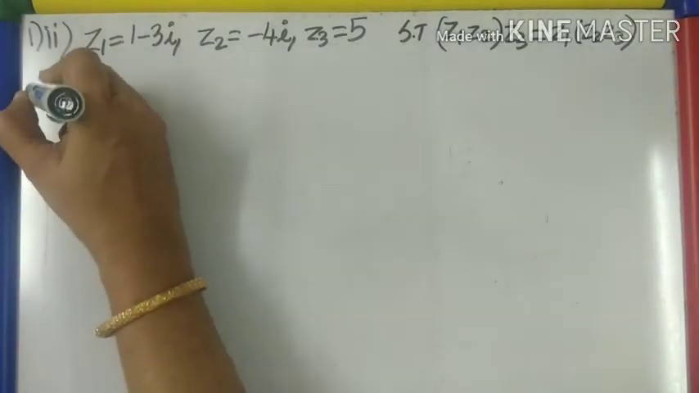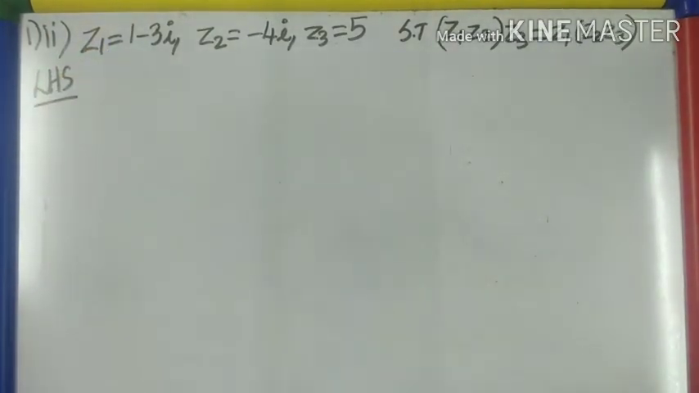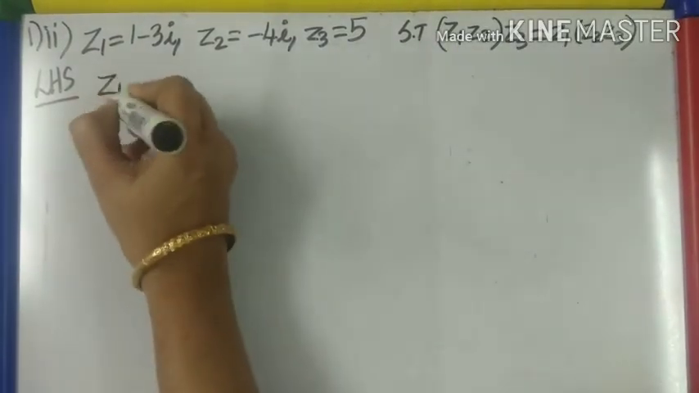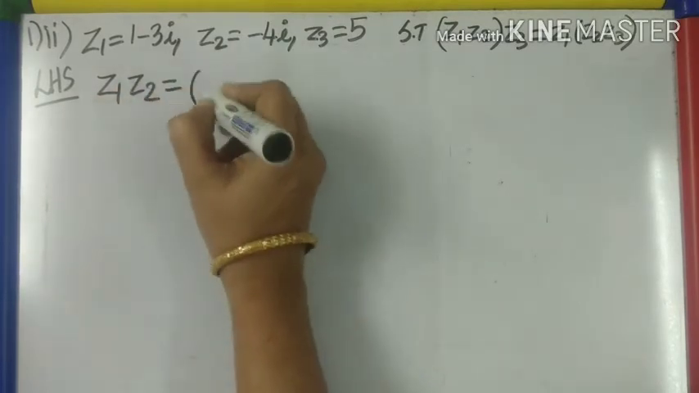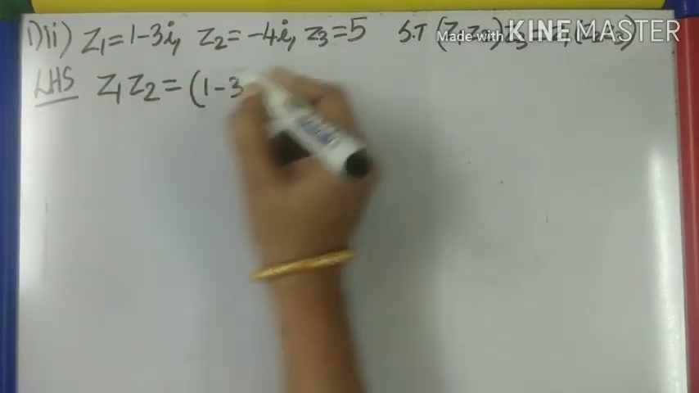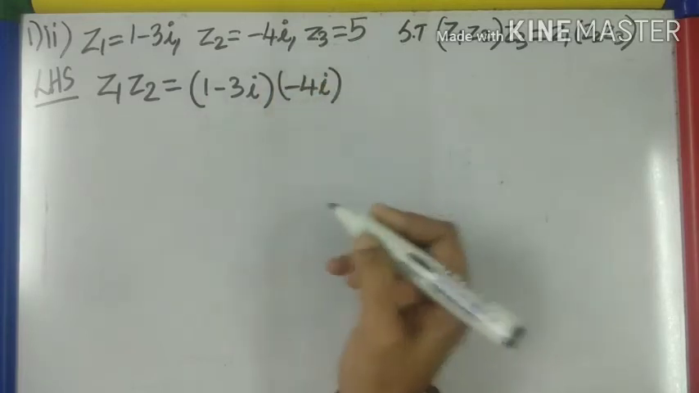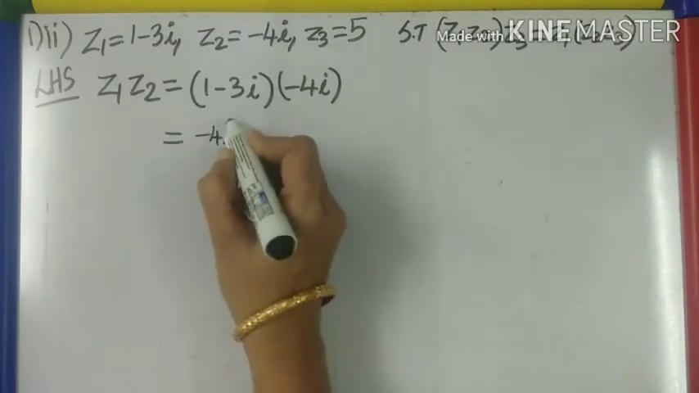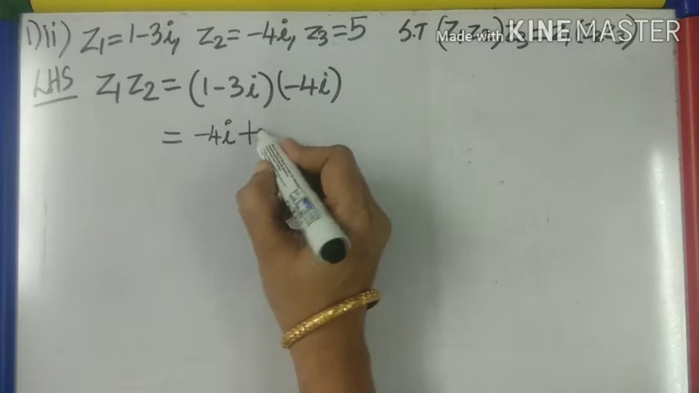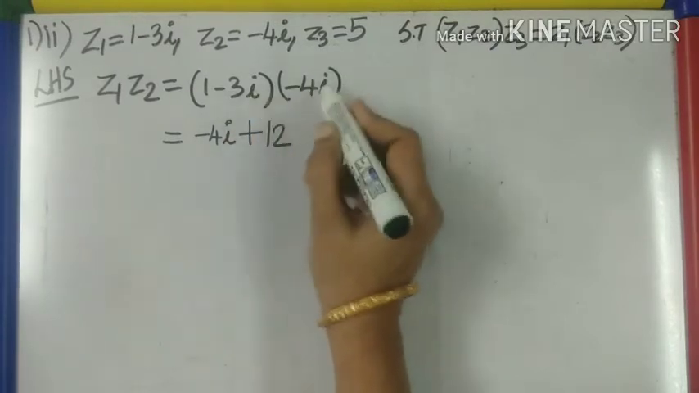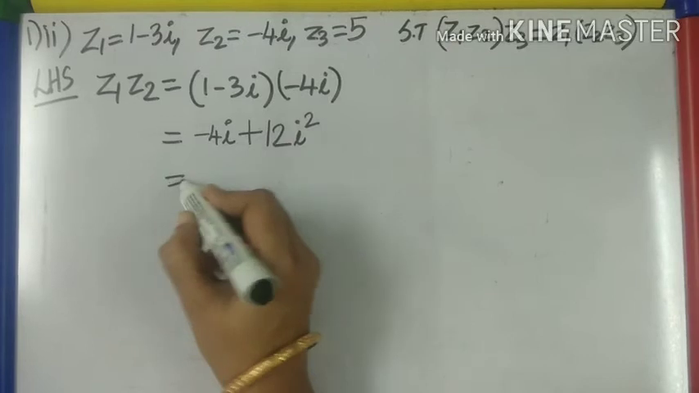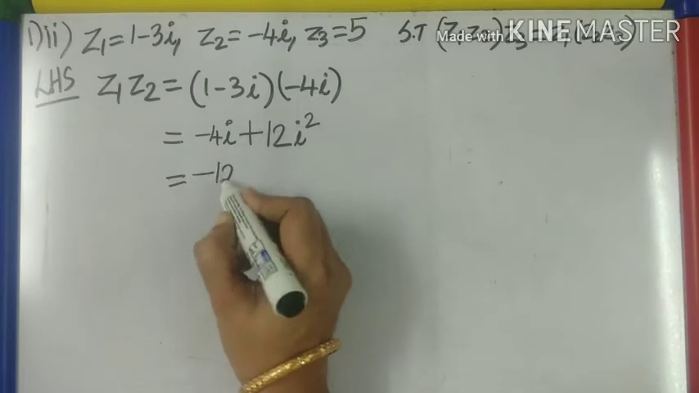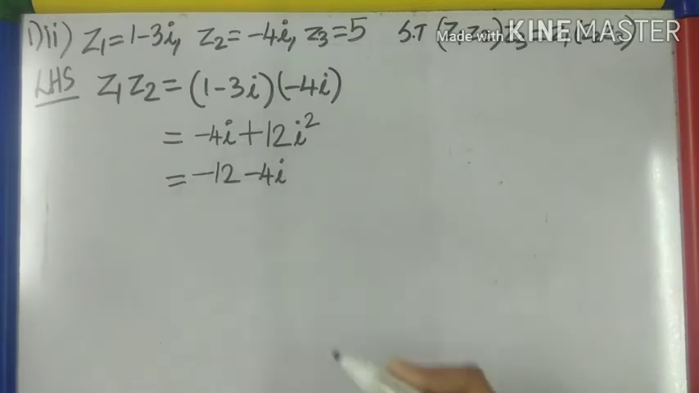So as before, let us proceed with LHS. In LHS, I want to start with the bracketed term. So that is Z1 into Z2. Z1 is 1 minus 3i and Z2 is minus 4i. Let us directly multiply: 1 into minus 4i, minus 4i. Minus into minus plus, 3 4s are 12, i into i, i square. And i square value is minus 1. Minus 1 into 12, minus 12, minus 4i.